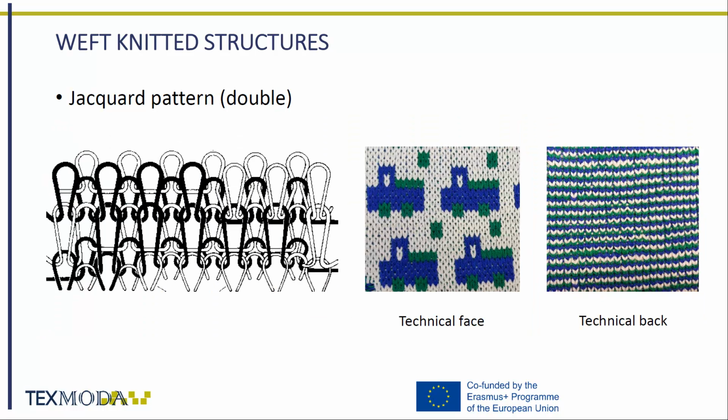Double full three-color jacquard structure and knit are shown in this slide. On the face side, colors are situated according to the pattern and on the back side as full courses of each color in turn.